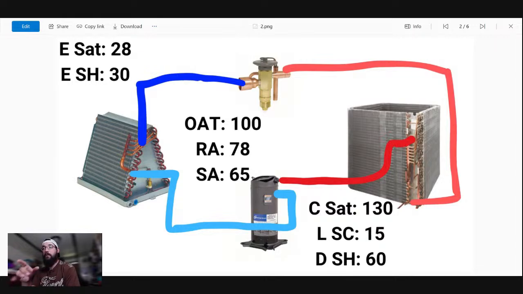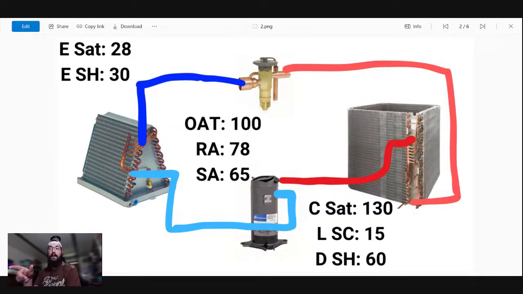Now, there is some question on what these acronyms mean. Okay, these are things that you really should start to learn and pick up on. ESAT would be evaporator saturation, and below that evaporator superheat. OAT is outside air temperature. RA would be return air temp. You could say RAT if you wanted. SA or SAT would be supply air temperature.